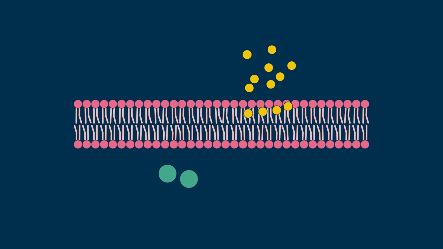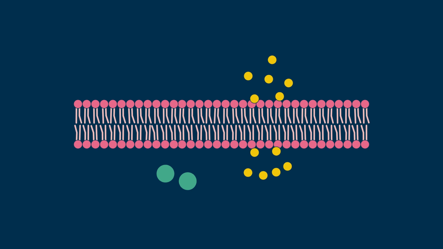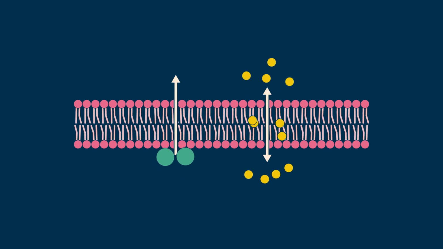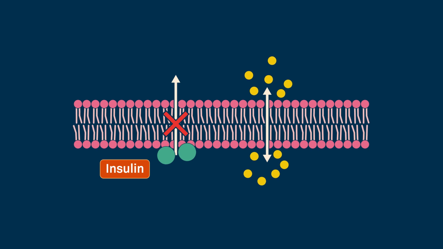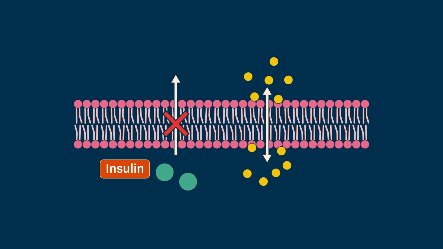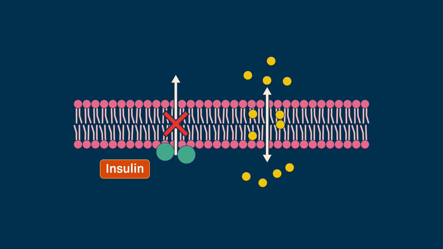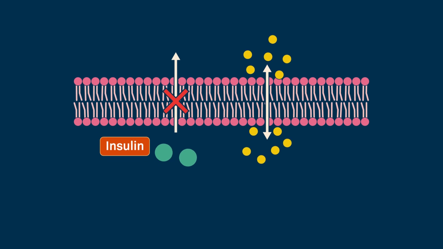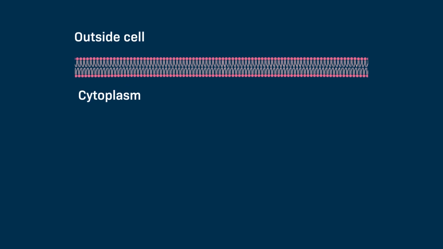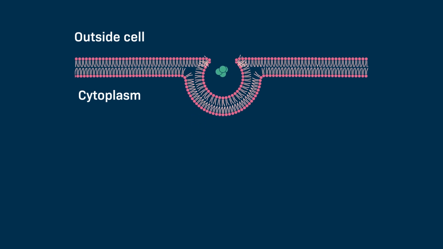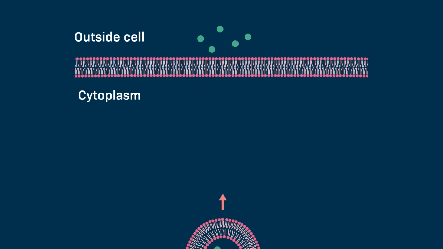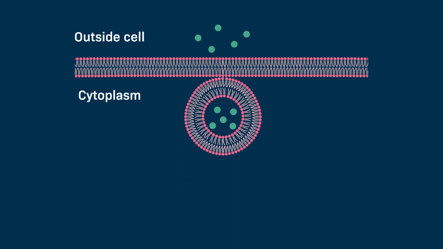Very large molecules, like insulin from the pancreas for example, also need to get in and out of cells. Because they're too large to pass through the membrane on their own or with the help of a transport protein, they use a special method called vesicle transport. When the cell needs to release large molecules, it packages them into a vesicle. The vesicle then merges with the cell membrane, releasing its contents to the outside of the cell.